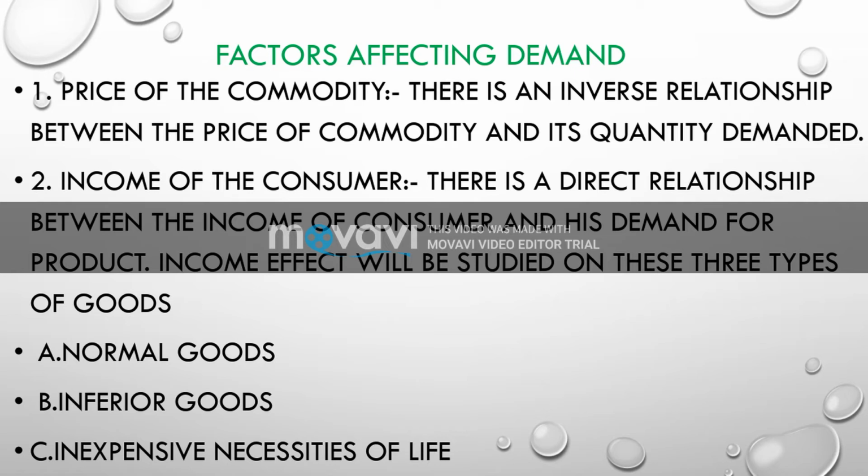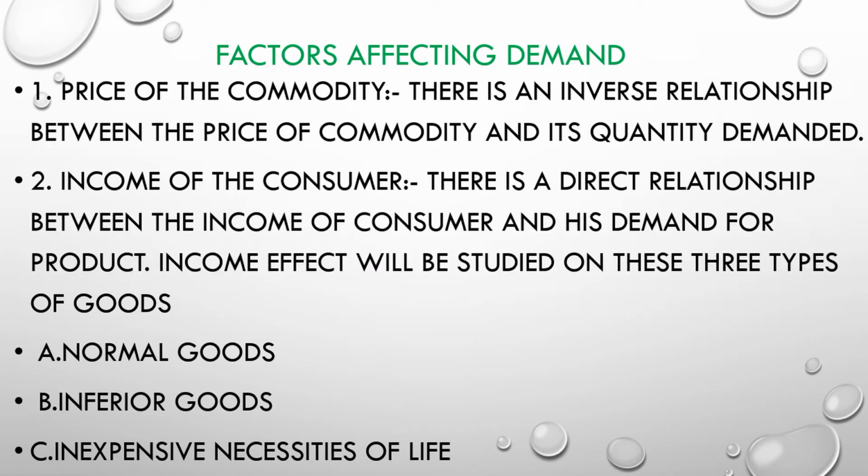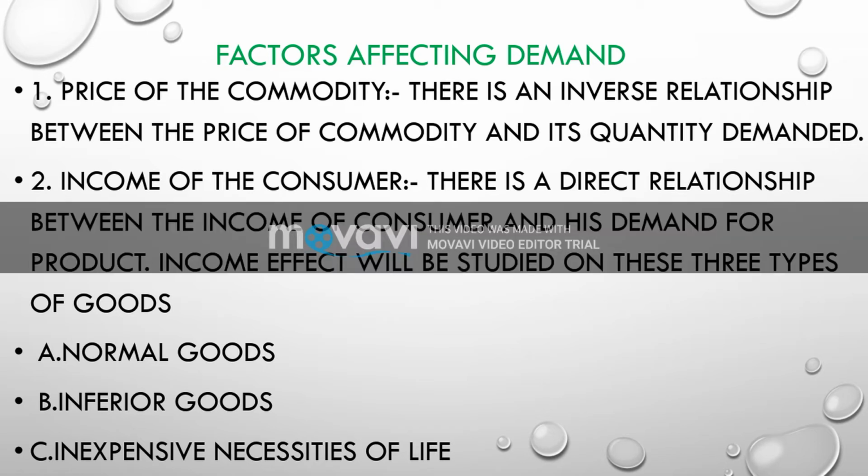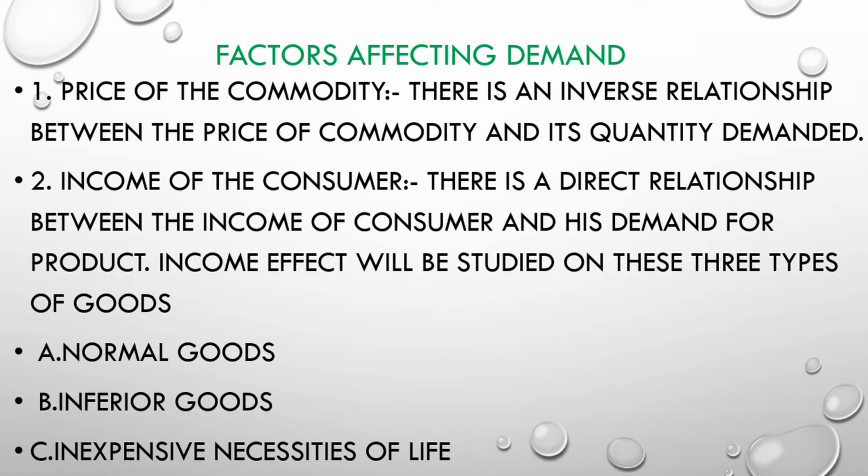The examples of inferior goods are maize or jowar, because the demand for maize and jowar may decrease when income increases beyond a particular level, because the consumer may substitute it with superior grains like wheat or rice. So these grains are inferior goods. These grains, meaning jowar and bajra.